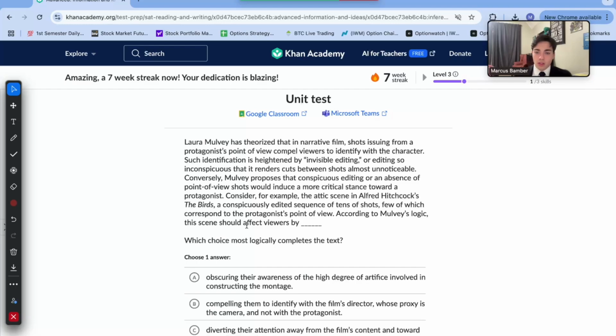According to Mulvey's logic, the scene should affect viewers by... we have the claim right here: an absence of these point of view shots would induce a more critical stance towards a protagonist. So we're looking for one of these answer choices that talks about a more critical stance towards the protagonist.